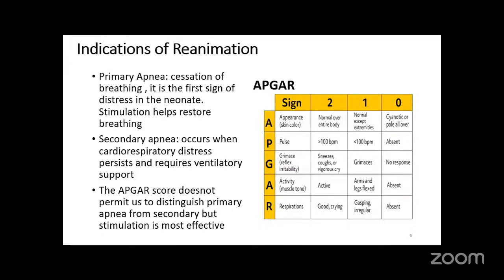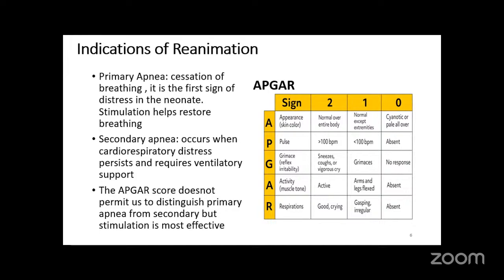Generally, what we do at birth is we take the APGAR score. We rate the baby based on physical appearance, activity, muscle tone, crying, and heart rate. That is how we rate the child at birth. But it should be noted that these physical characteristics do not permit us to distinguish whether the apnea we are seeing is primary or secondary.